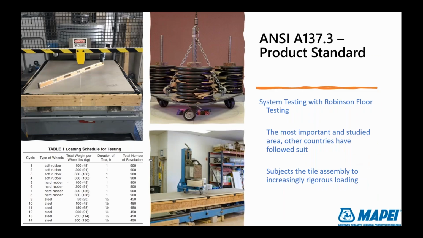One thing that's unique to the product standard that we never had before is the Robinson test. The Robinson test is something that we use in the tile industry commonly. It's to test a tile assembly. So here at MAPE, as an example, if I want to test my 5 millimeter recycled rubber sound membrane and see how it affects an installation system compared to thin set direct to concrete, this is how I do it.